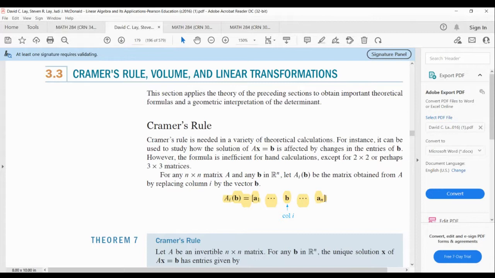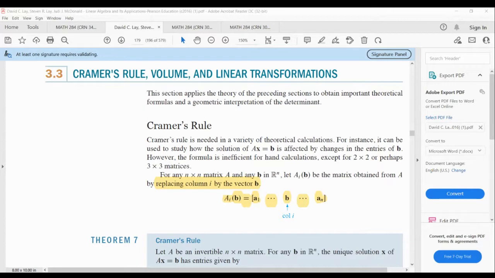Okay, so you have a matrix A, and if you replace the ith column in the matrix A by the vector b, you would get the matrix A sub i of vector b. Basically, it's the matrix A with its columns a1, a2 up to an, except you replace the ith column with the vector b.